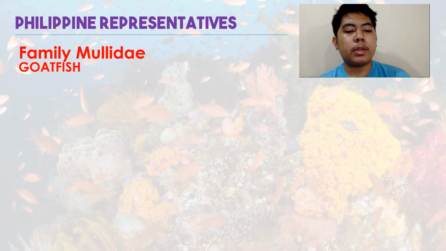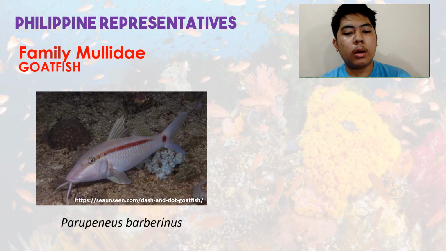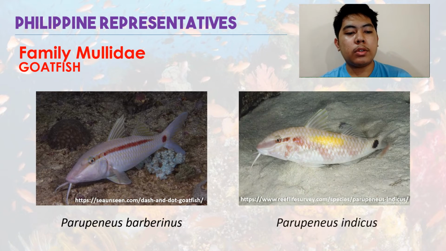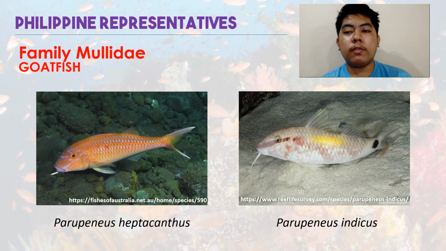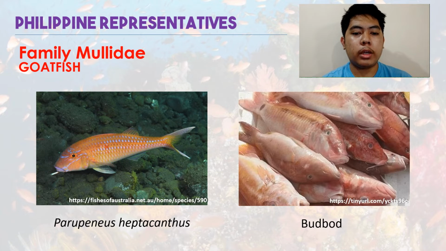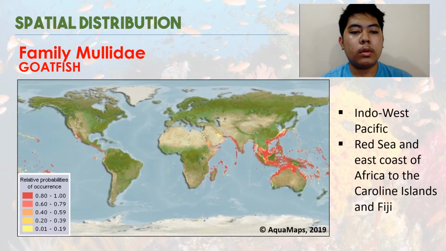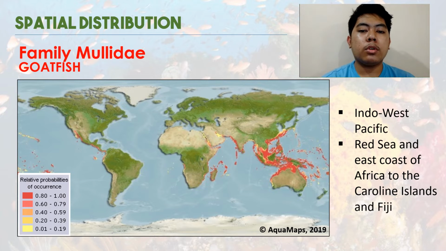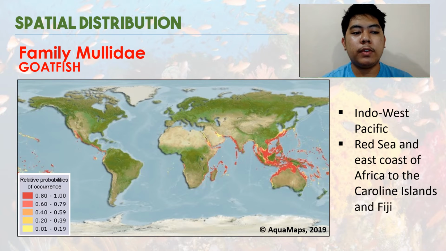The Philippine representatives of goatfishes are Parupeneus barberinus, Parupeneus indicus, and Parupeneus heptacanthus, and in Philippine markets they are called budbud and served fried or dried. For their spatial distribution, they are found in the Indo-West Pacific and the Red Sea, and from the east coast of Africa to the Caroline Islands and Fiji.